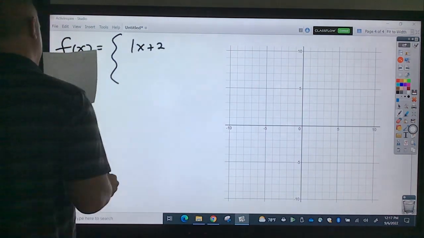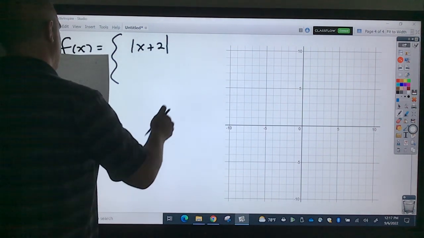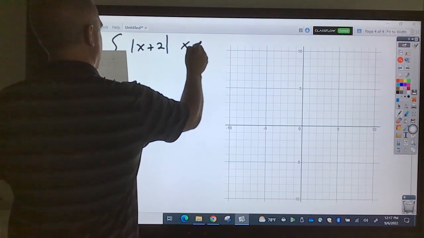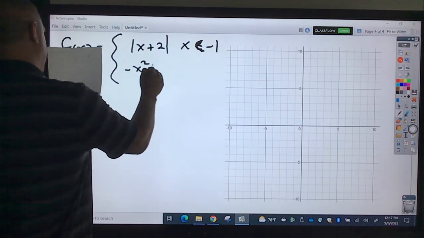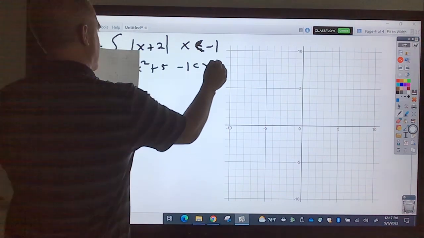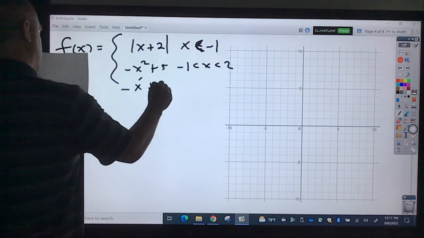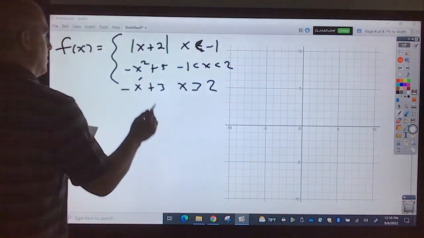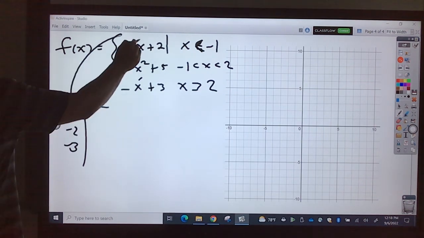Absolute value of 2x plus 2, for x less than -1, -x squared plus 5, for x between those two, and x minus 3, for x greater than or equal to 2. Okay, so I'd start with that one. Okay, -1, -2, -3. I'd substitute that in there.